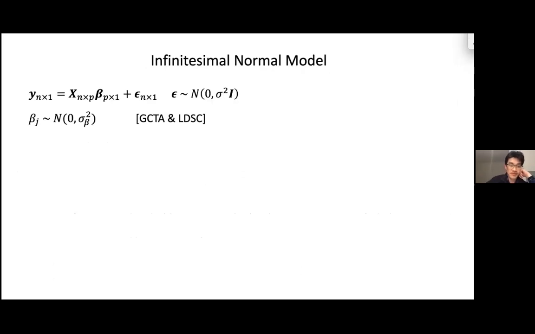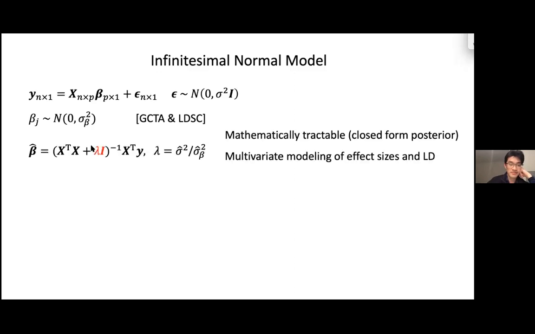So the most widely used prior is what we call infinitesimal normal prior, which is also known as the Bayesian ridge regression, where the effect size of each SNP follows a normal distribution. So this model is very widely used in many classical statistical genetics methods, including GCTA and LD score regression. All these methods assume this underlying infinitesimal normal genetic architecture. And one major advantage of this prior, and also why this prior is so popular, is that it's mathematically tractable, and there's a closed form expression for the posterior.